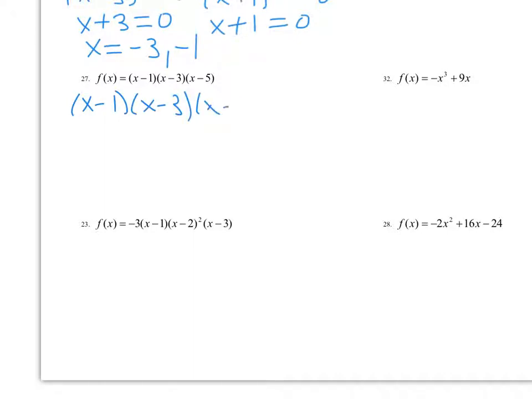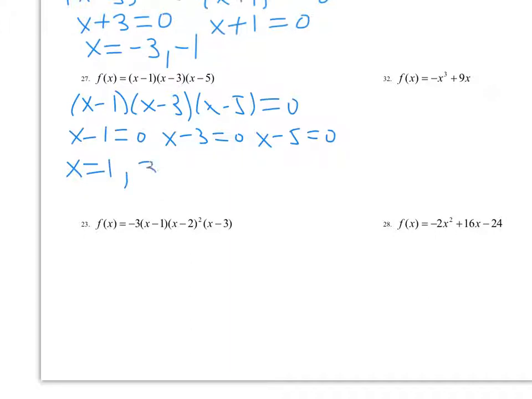And that means that we can set each of those factors equal to 0. So x minus 1 equals 0, x minus 3 equals 0, x minus 5 equals 0. And then solving each of those, we end up with the x-intercepts of x equals 1, 3, and 5.